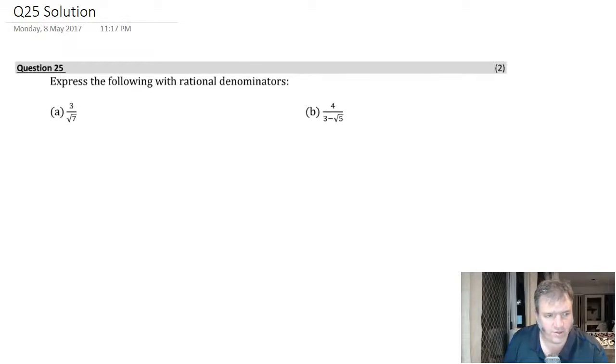Right, back with question 25, rationalising denominators. So here I have 3 divided by root 7. Of course, having an irrational number in your denominator is not polite. To overcome that problem, I would like to multiply the denominator by the same thing, root 7.